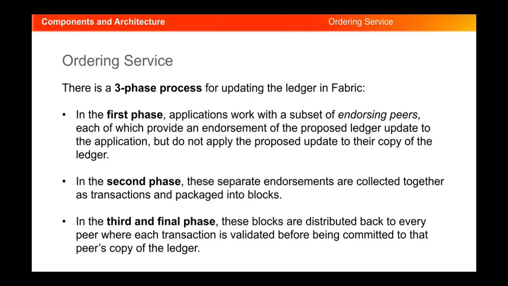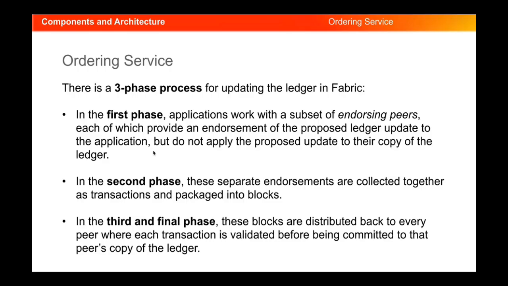So, how does this consensus happen? The consensus happens in three phases. These are the three phases that you have to go through for updating the ledger in Fabric. This is taken care of by the orderer itself in Hyperledger Fabric. Now, let us see the phases. In the first phase, applications work with a subset of endorsing peers, each of which provides an endorsement of the proposed ledger update to the application, but does not apply the proposed update to their copy of the ledger.